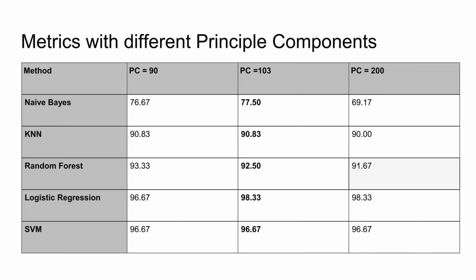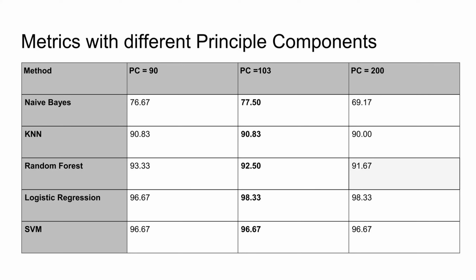2. K-nearest neighbors, KNN. Performance trend. The performance remains stable at around 90.83% regardless of the number of PCs used. Interpretation. KNN's performance is robust to the number of PCs, indicating that the algorithm's performance is not highly sensitive to dimensionality changes in this range.